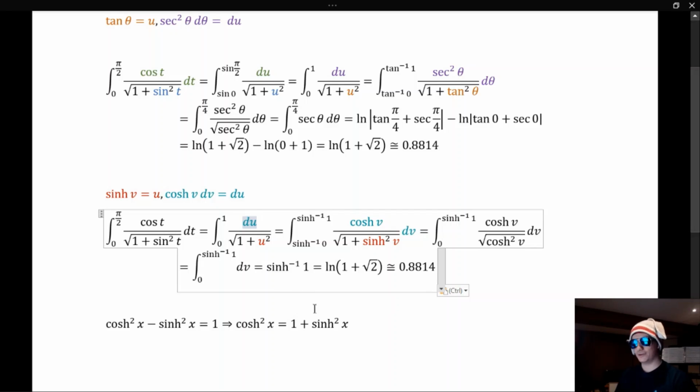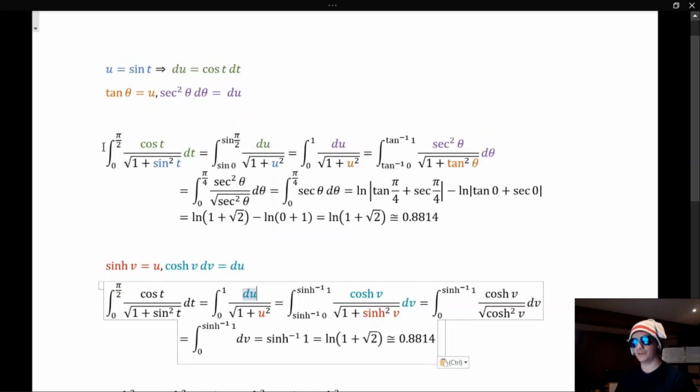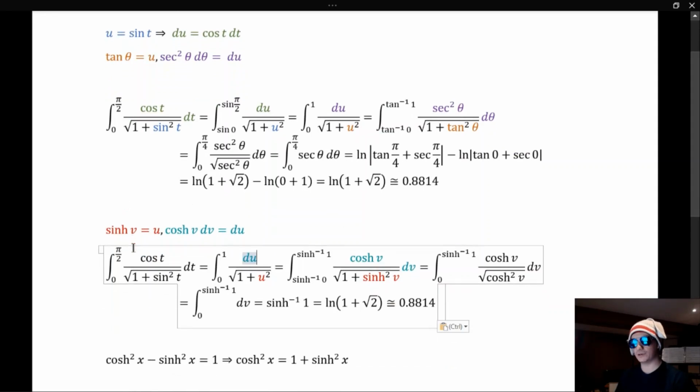And that's it. Those are two methods for solving the integral from 0 to pi over 2 of cos t divided by square root of 1 plus sine squared t dt.